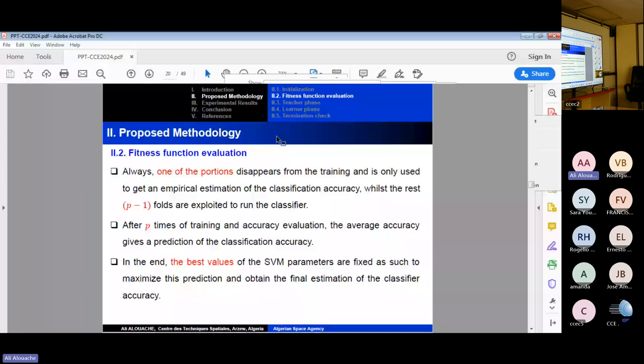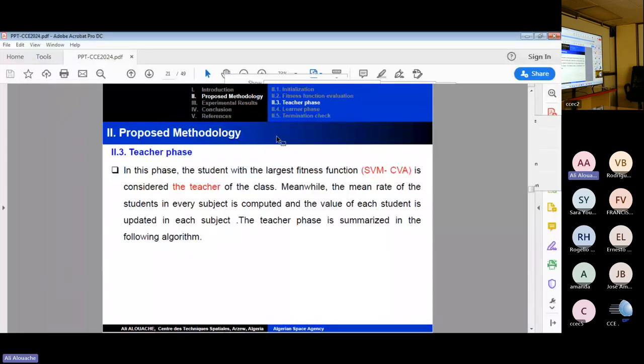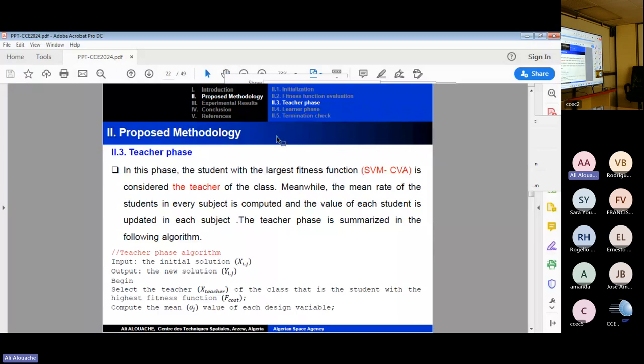Teacher phase. In this phase, the student with the largest fitness function, as in the cross-validation accuracy, is considered as the teacher of the class. Meanwhile, the merit of the student in every subject is computed and the value of each student is updated in each subject. The teacher phase is summarized in the following algorithm.